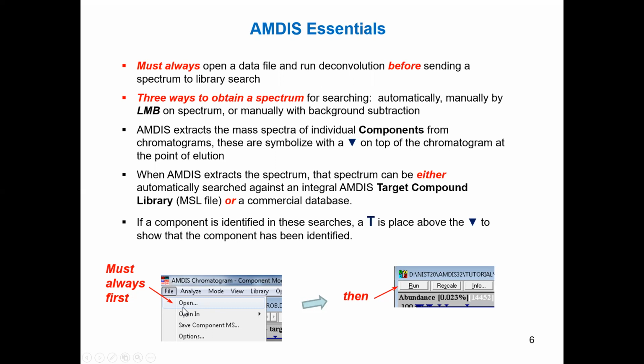If a component is identified in these internal searches, a T is placed above the triangle to show that the component has been identified within the software, either targeted or using a database such as the Wiley or the main library.